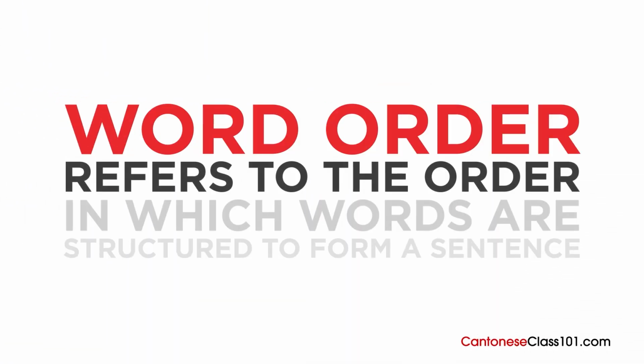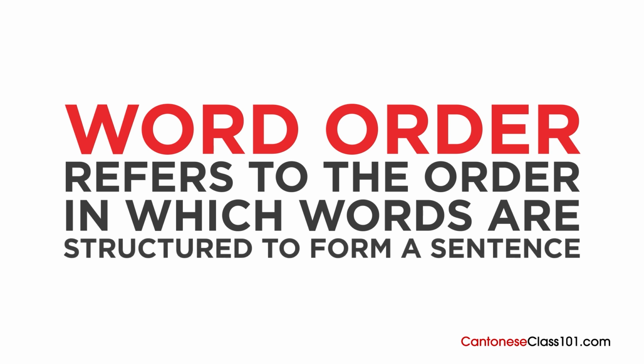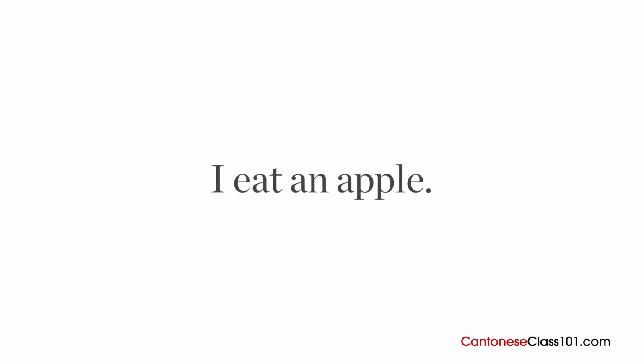Word order refers to the order in which words are structured to form a sentence. Consider the English sentence, I eat an apple. But first, let's remove the article an here for simplicity. We're left with just, I eat apple.